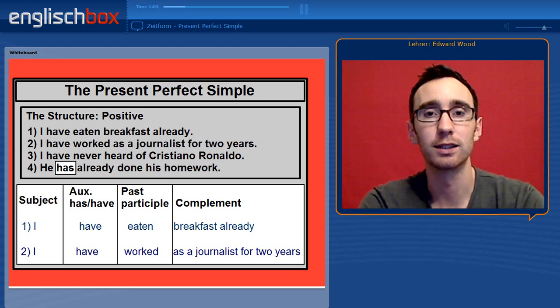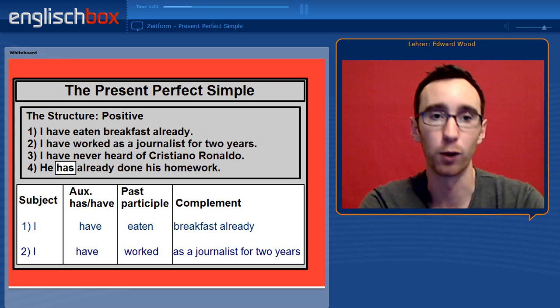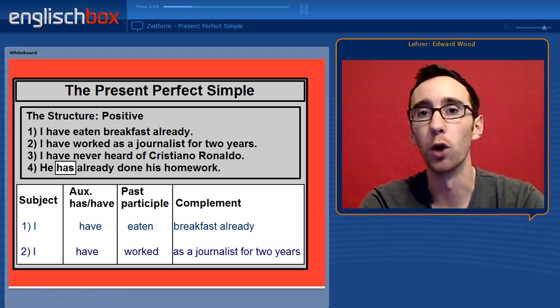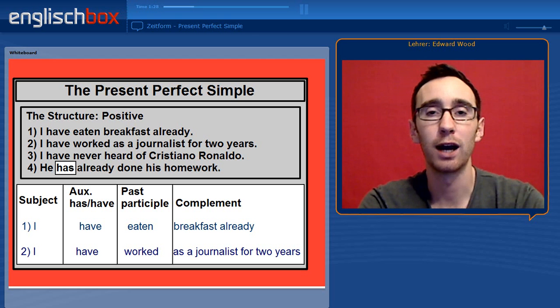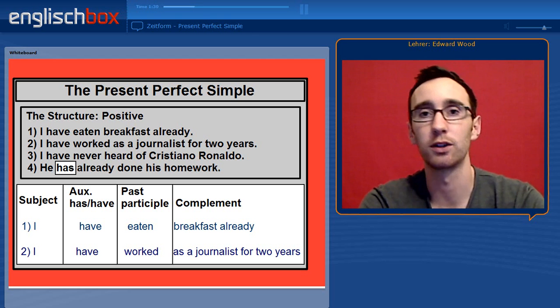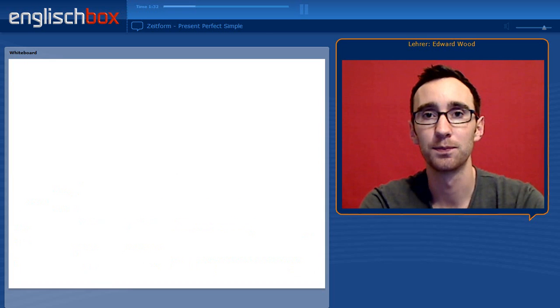So we begin the sentence with the subject, I, you, he, she, it, we, or they. Then we have the auxiliary verb, have, or in the third person, has. We then have the main verb in the past participle form, for example, eaten, worked, heard, or done. And finally, we have the complement, or the object of the sentence.